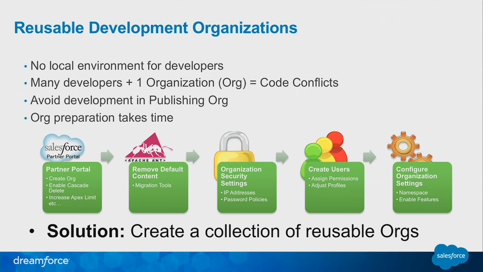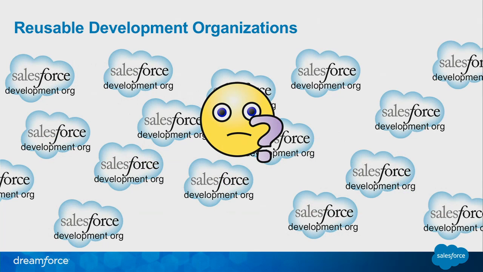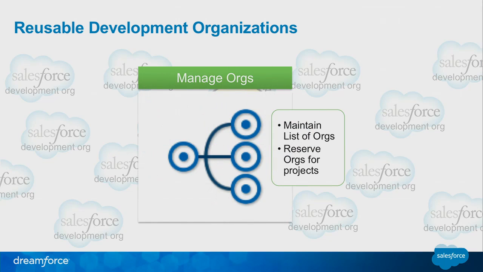Okay, so as I mentioned, we have 30 orgs, but that's a lot of orgs to maintain. As in, how do you know which org you're going to, who's using what? You don't want to get lost in the cloud of orgs. So how do we solve this? Well, quite simply, we use a list. We maintain a list of the orgs, and we use a reservation system.